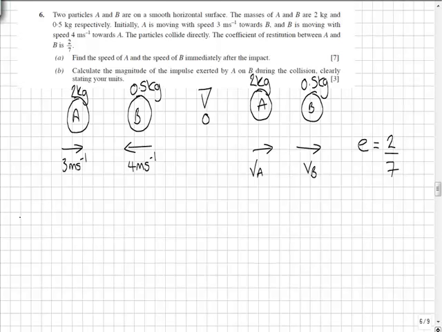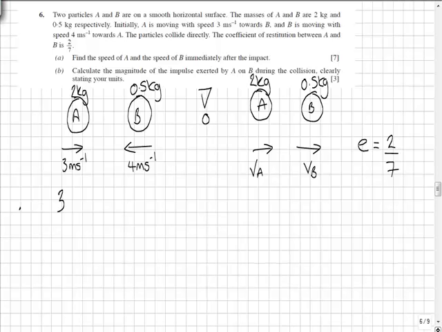In this question, we'll be using the conservation of momentum and restitution equations. Two particles colliding and then moving off, and we need to find their velocities after their impact. So to start with, we'll use conservation of momentum. I've already set up the diagram as to what's happening. Careful to note that B is moving towards A.